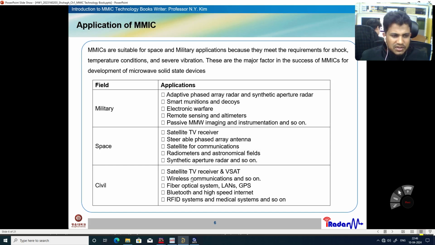And civil means wireless communications, LANs, Bluetooth, RFID, which are used in the market, and medical equipment, biomedical applications. We also use MMIC technology in fiber optical communication systems. So we can see that there are lots of applications in modern technologies that benefit from MMIC technology.